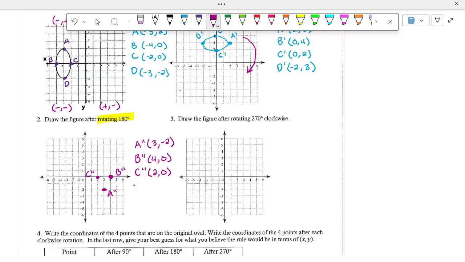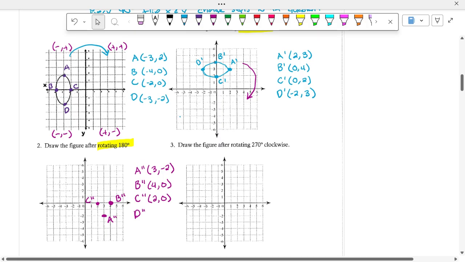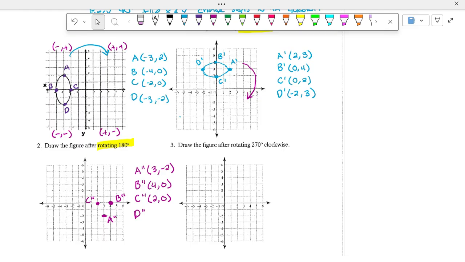And then lastly, D double prime. So D prime is currently in quadrant 2. So if I rotate another 90 degrees to make it 180 degrees with the original, where would it end up? 3, -2. Well, not 3, -2. It'd be positive 2 because it ends up in what quadrant? 1.